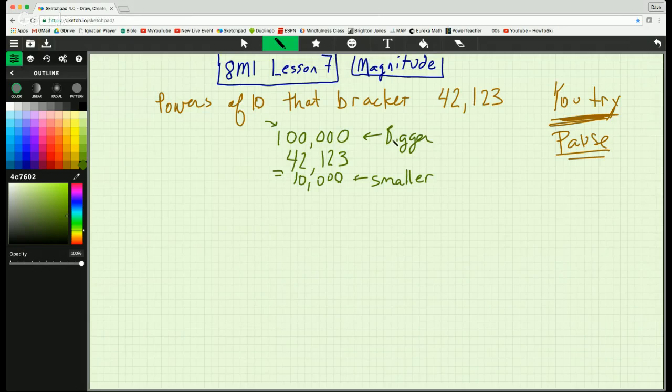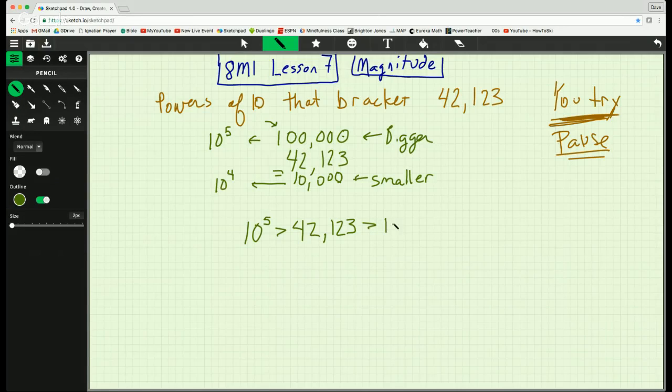If this number is just bigger, it's 100,000. So we can say that's 10 to the 5th: 1, 2, 3, 4, 5 zeros. And smaller is 10 to the 4th. So let's write our answer: 10 to the 5th is greater than 42,123, which is greater than 10 to the 4th.